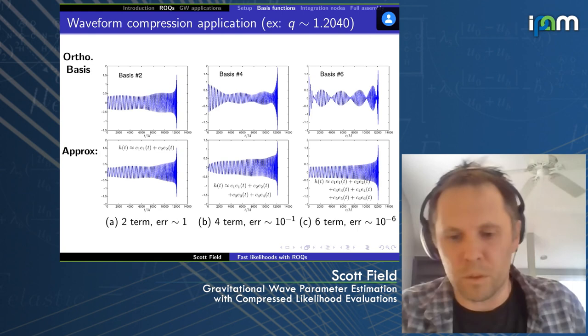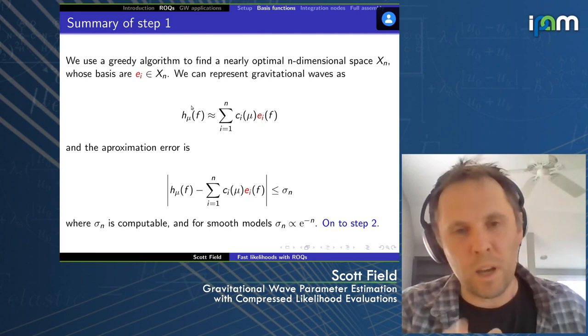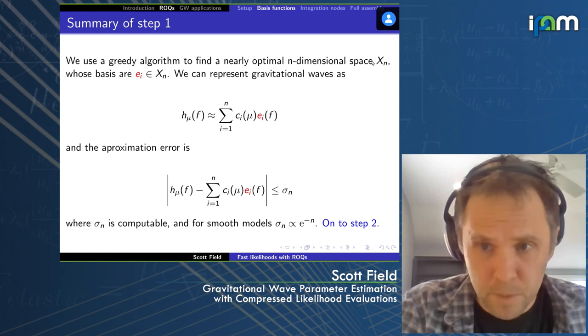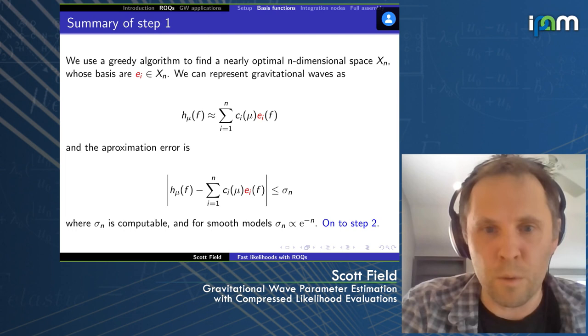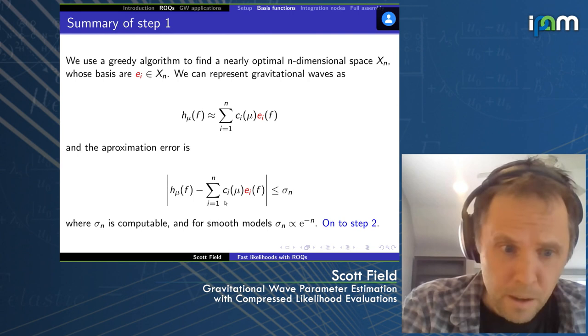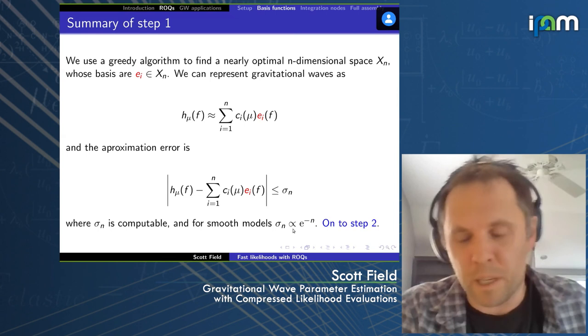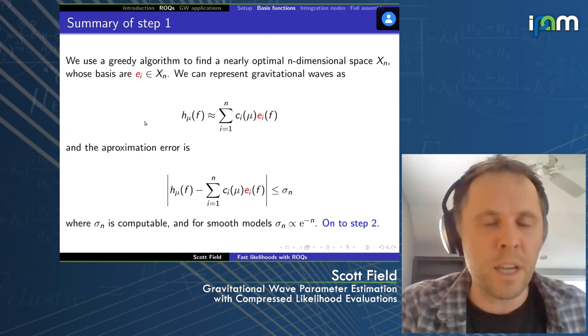Okay, so a summary of step one. We define what kind of model we want to approximate, and we go about trying to find the best n-dimensional approximation space. We can't do that, so we use this greedy algorithm to do it for us, and we can compute the error. This is the greedy error. And this error decays exponentially fast if the model is smooth, and that is because the n-width should also decay exponentially fast for smooth models. So this is step one, getting the basis functions, or doing the model compression step.